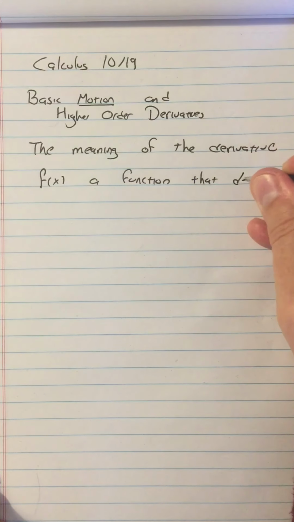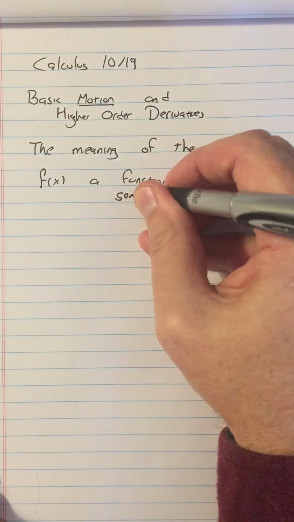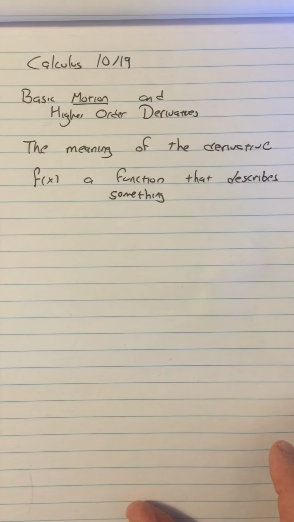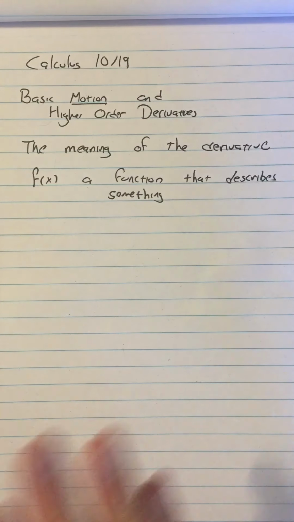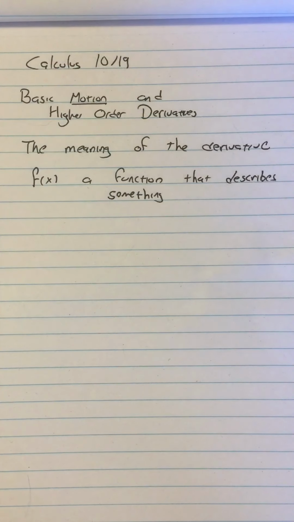It could describe something like the total heat energy of the atmosphere of the Earth, or the total population of the Earth, or the population of endangered species in a forest, or the number of cases of a virus. It describes something, and that's where functions become useful.